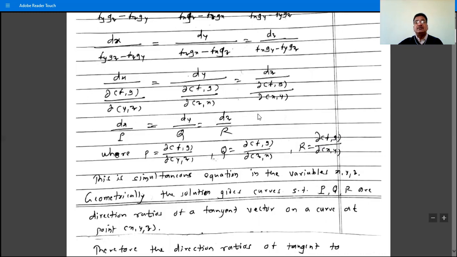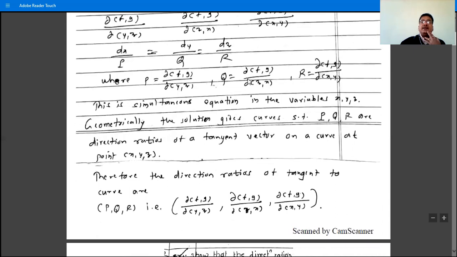So this is a cycle: take x, y, z as a cycle. So x, y, z, then y, z, and then z, then x again. So here it is zx, so write ∂(z,x), and then ∂(x,y). If you write ∂(x,z), it becomes minus Q, so don't write ∂(x,z), it is zx. The sequence is x, y, z, and after z we have x in the cycle. So this is the simultaneous differential equation dx/P = dy/Q = dz/R in three variables x, y, z.